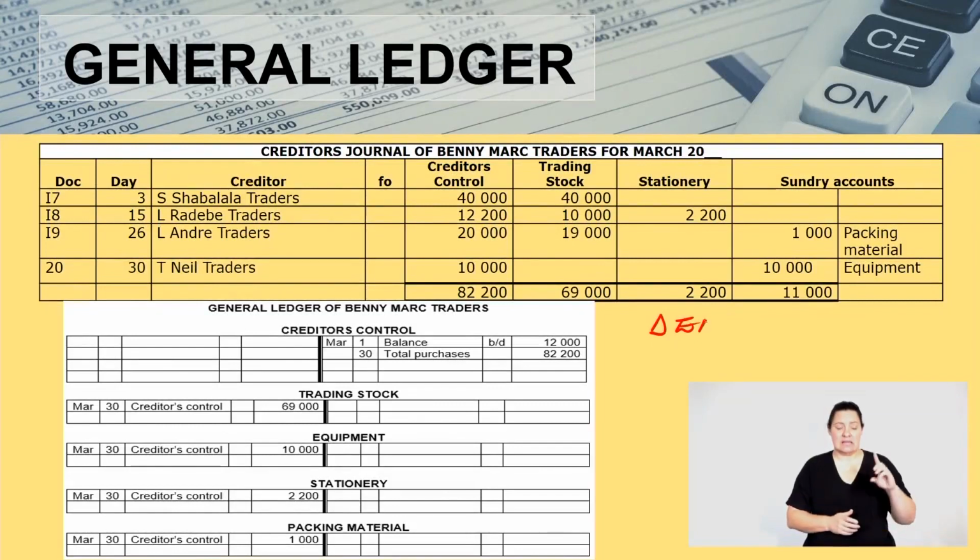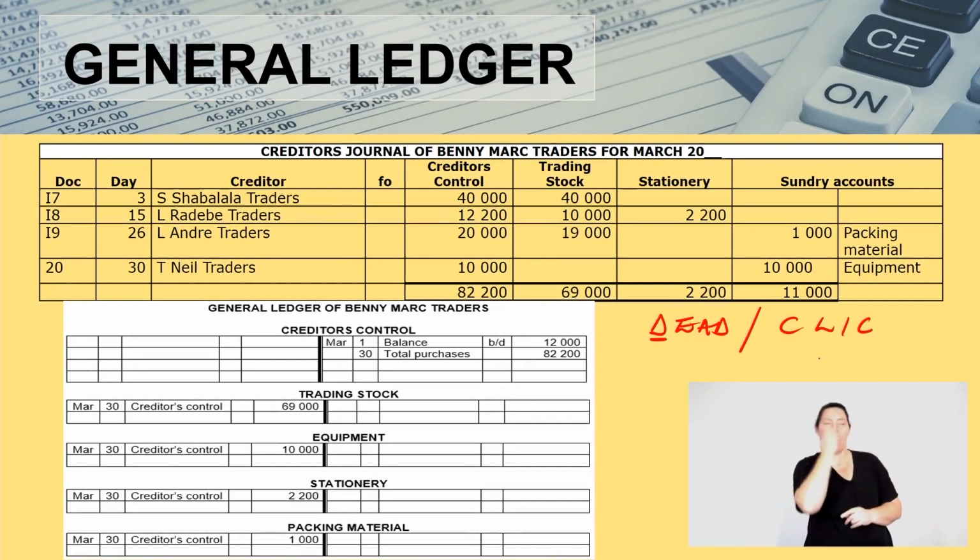In that case, I'm going to introduce you to a word which we call the dead click. The dead click. I want you to write it as I'm writing. The D stands for debit. All right? So this is an acronym that you can use if you want to know which account to debit or to credit. The dead click.